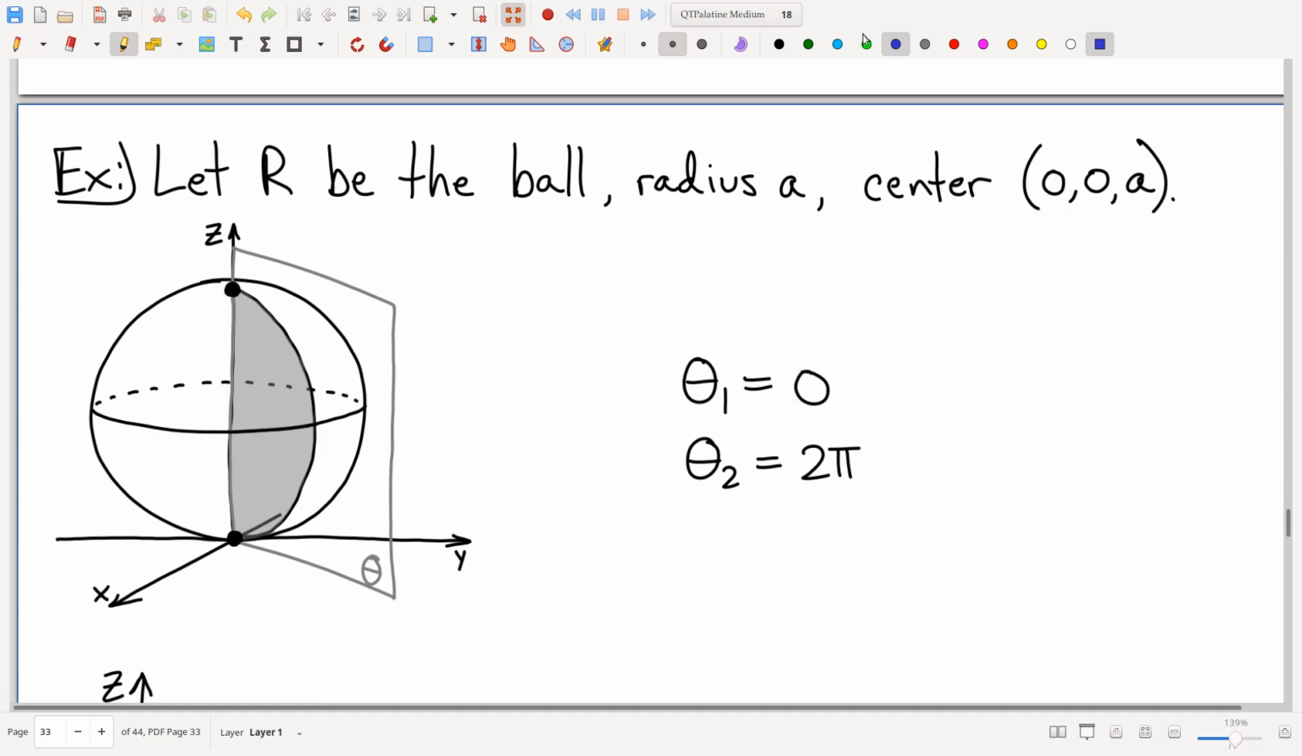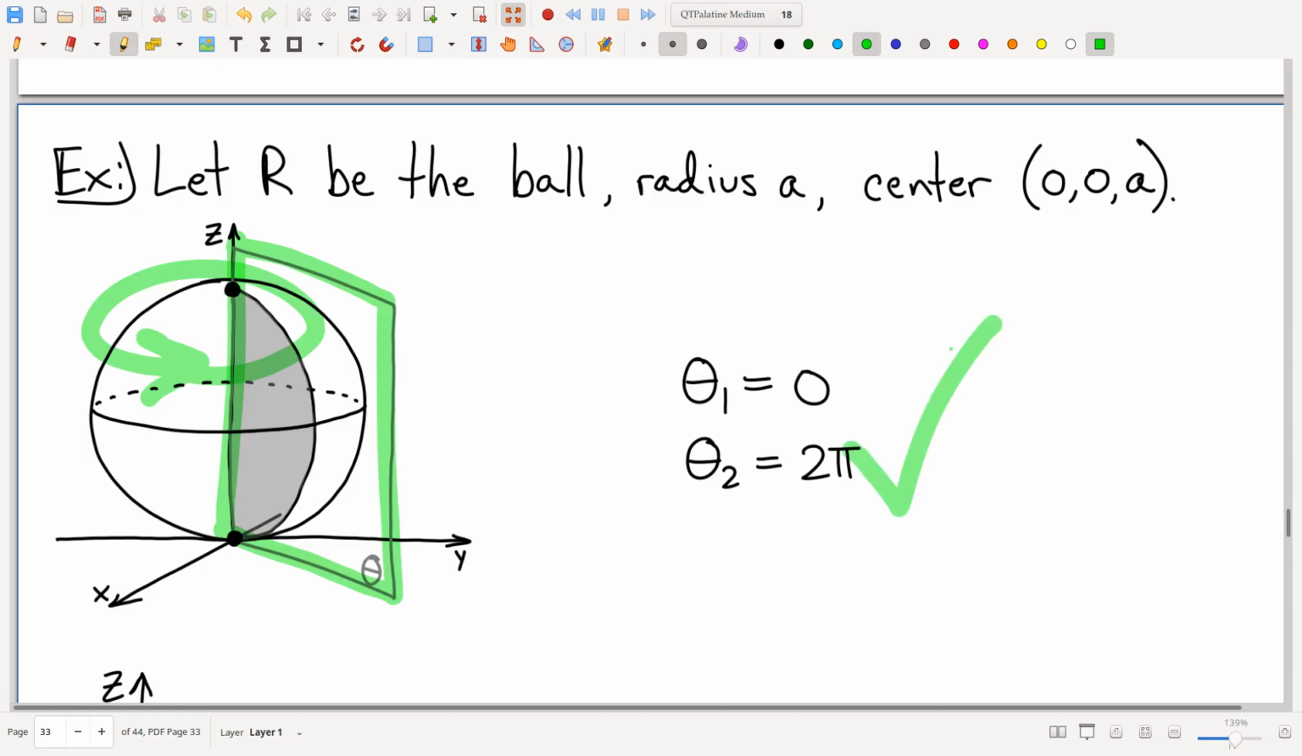Okay, theta slices, like so, all the way around. Again, you've got to have a picture to make sense out of this, so make sure you have a decent picture. I see from the picture that it goes all the way around, so theta is 0 to 2 pi. Again, nice, easy one.